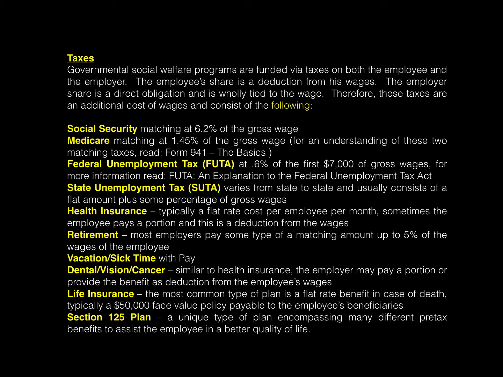Taxes. Governmental social welfare programs are funded via taxes on both the employee and the employer. The employee's share is a deduction from his wages. The employer share is a direct obligation and is wholly tied to the wage. Therefore, these taxes are an additional cost of wages and consist of the following.